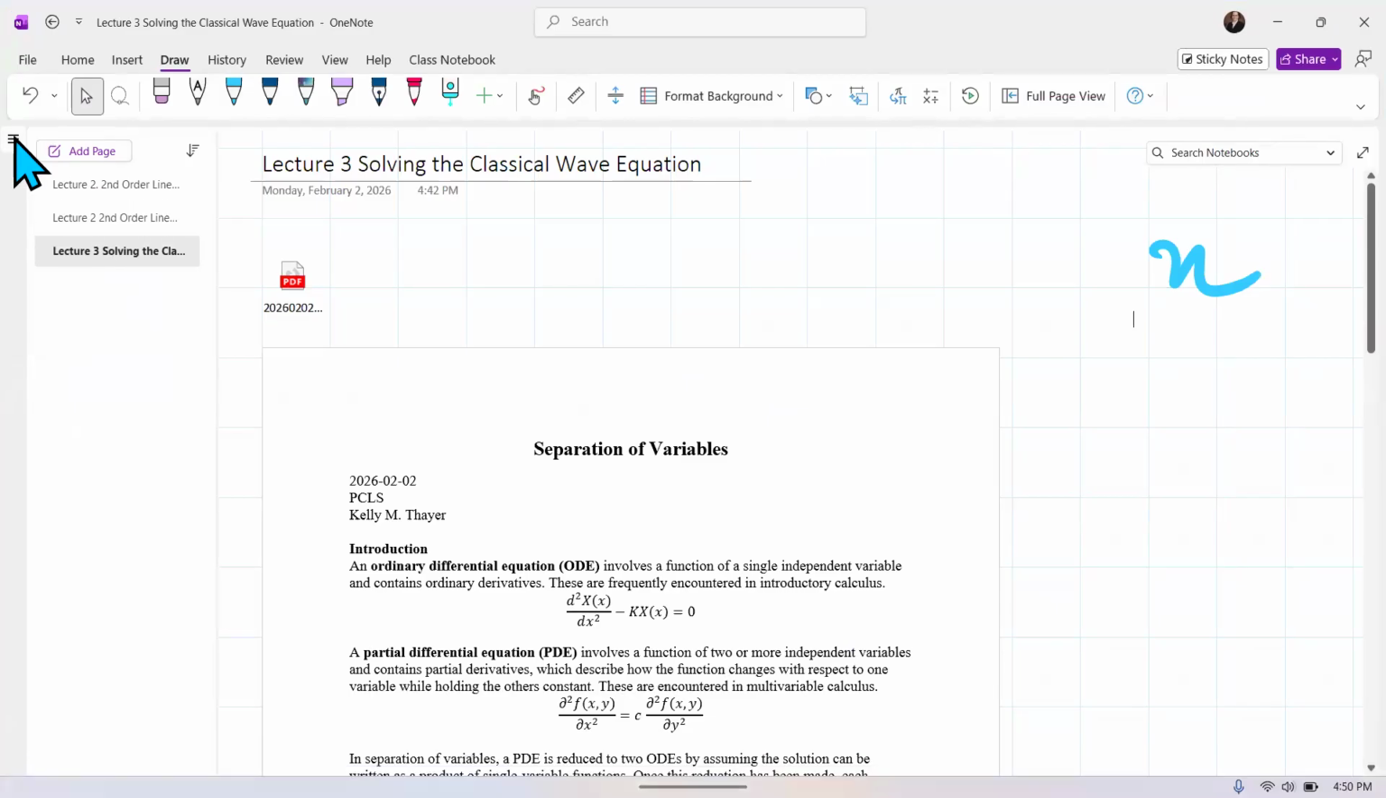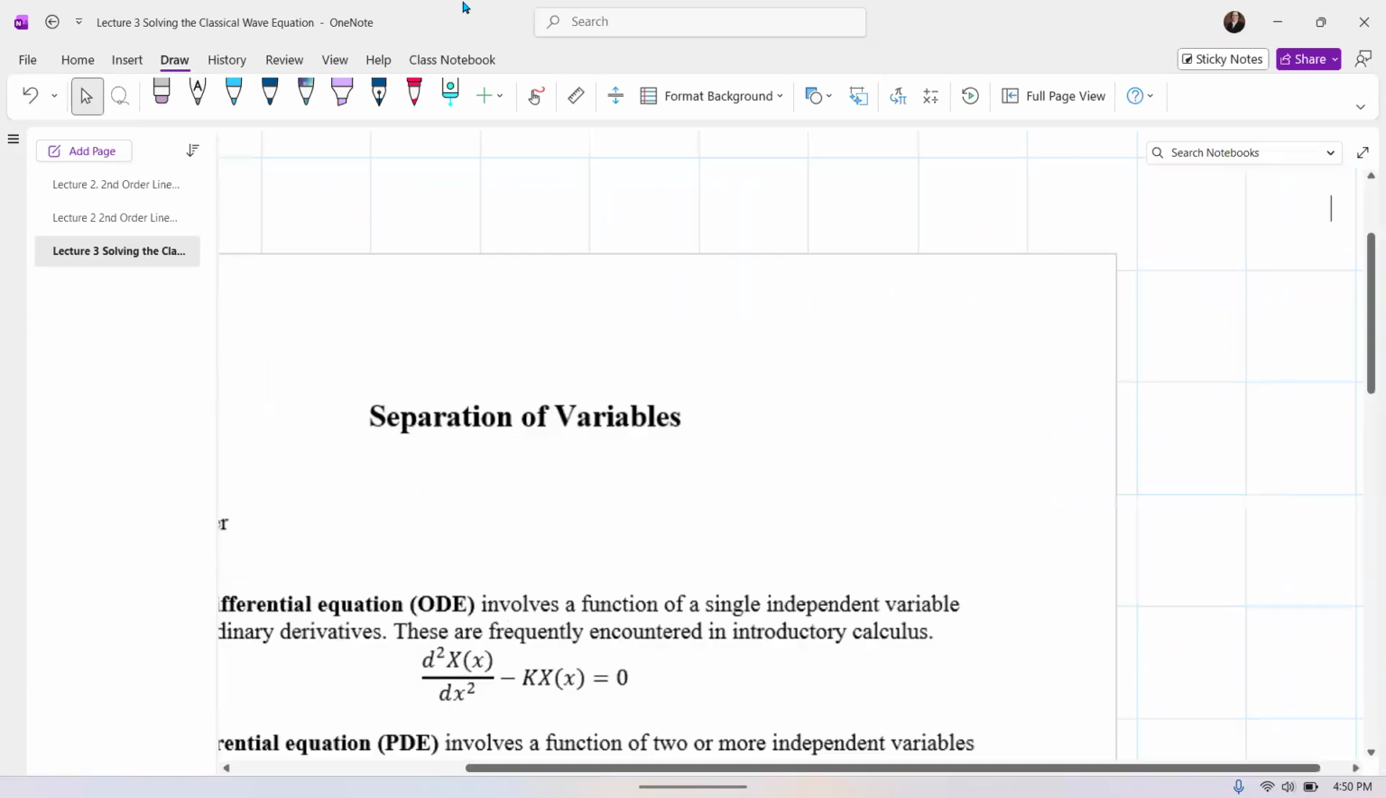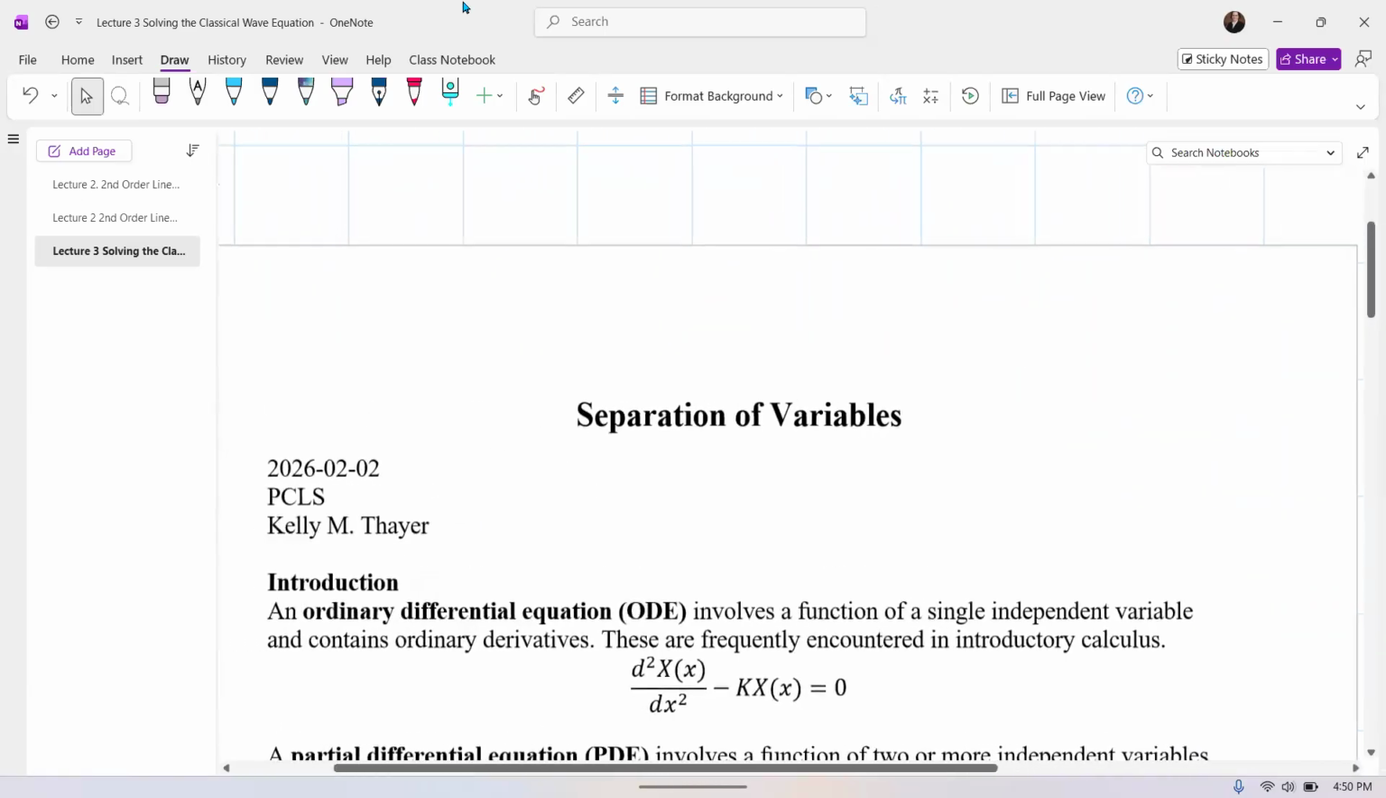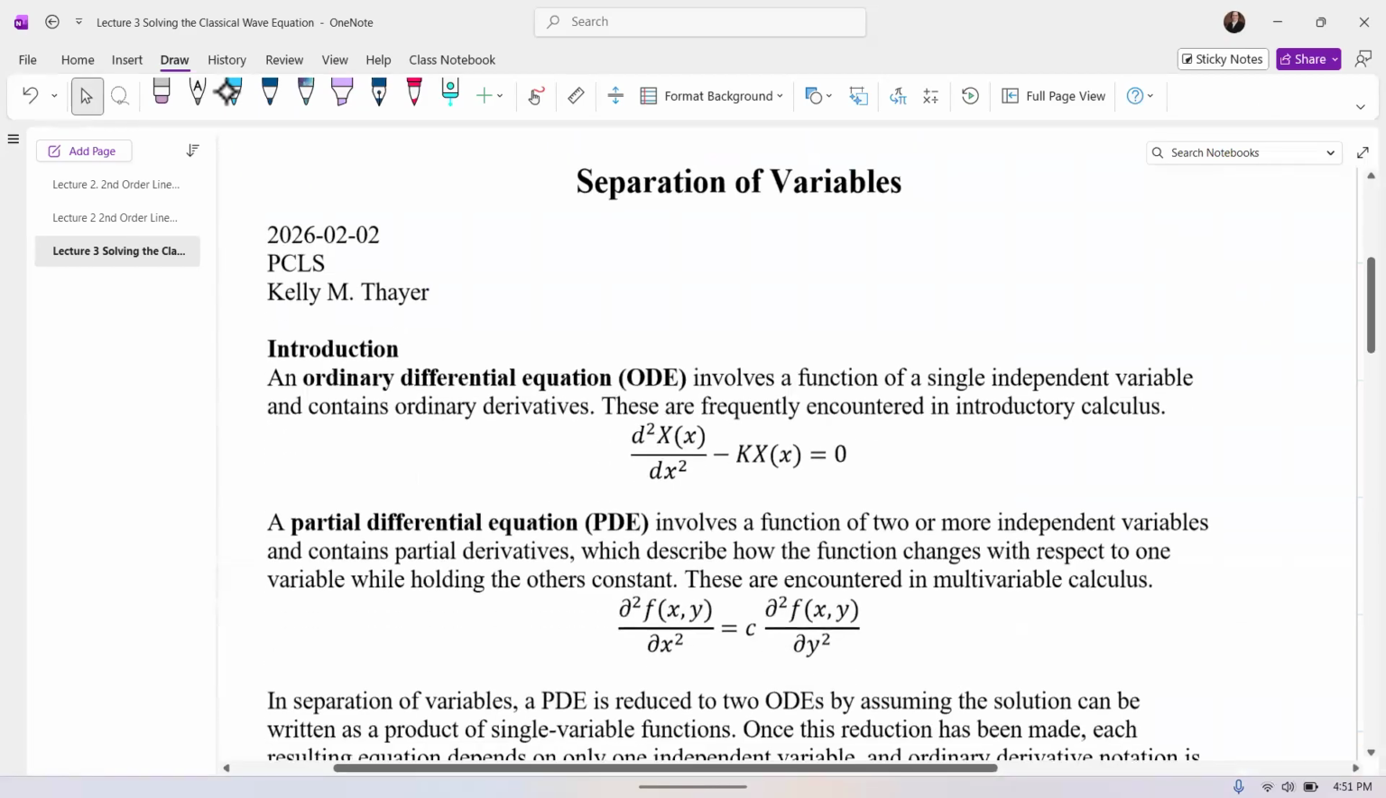Then we mentioned that we would be using the separation of variables in order to solve these equations. So let's go ahead and zoom in and take a look at this little worksheet. I'm going to put on my pen here so that I can be making some comments as we go. Let's make sure the pen is working.